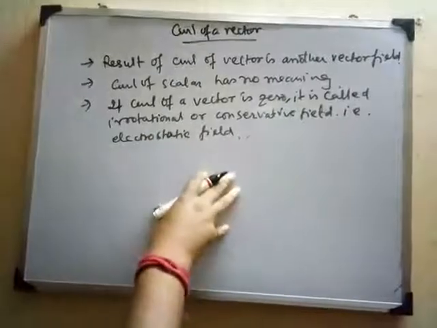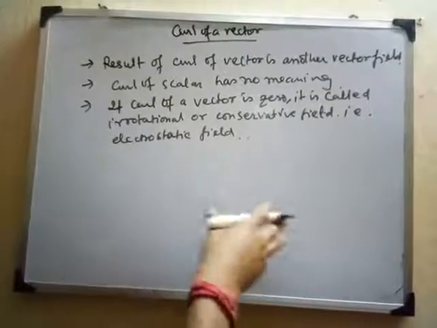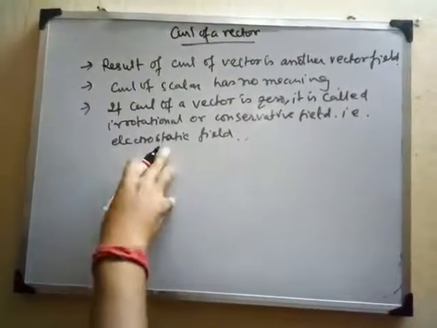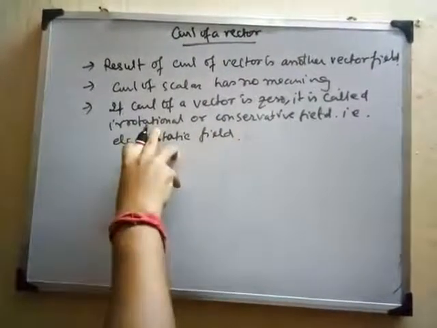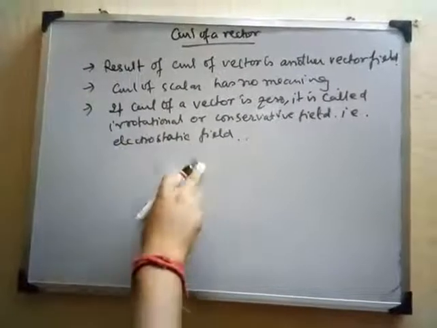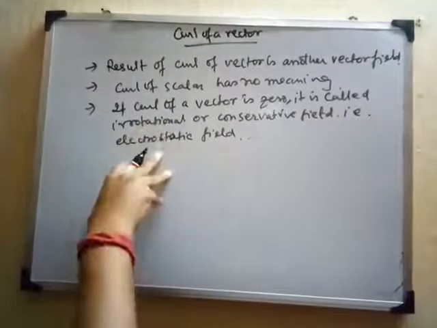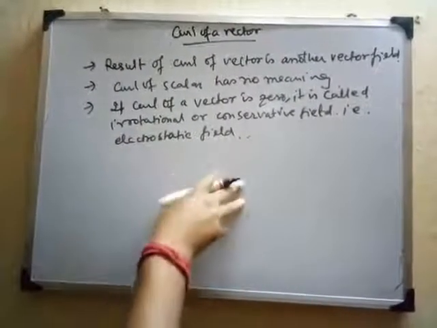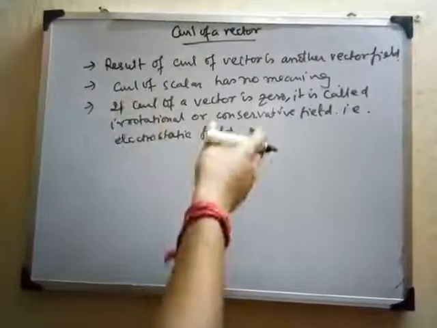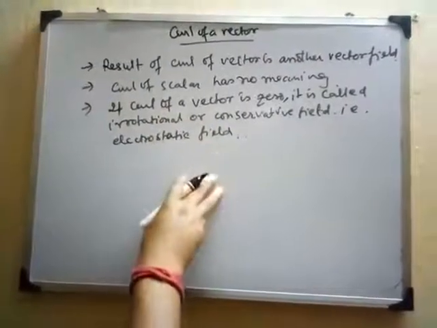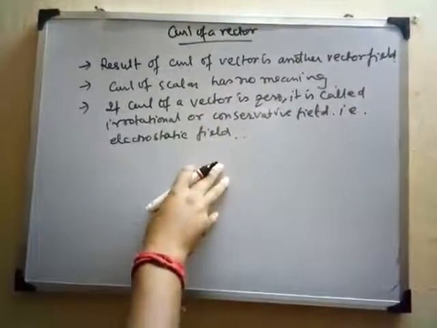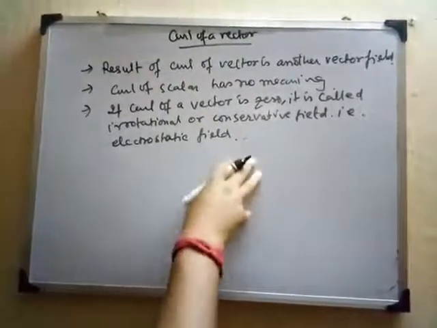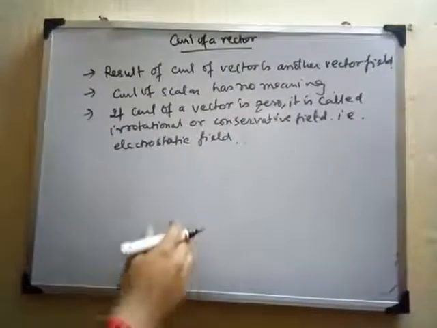If you ever come across the term electrostatic field, which we will become acquainted with in future classes, it is obviously a conservative or irrotational field, since it is a static one. But this is not the case for a dynamic field. If we take the curl of the vector of an electrodynamic field, it will never be zero, it will have some finite rotational value.